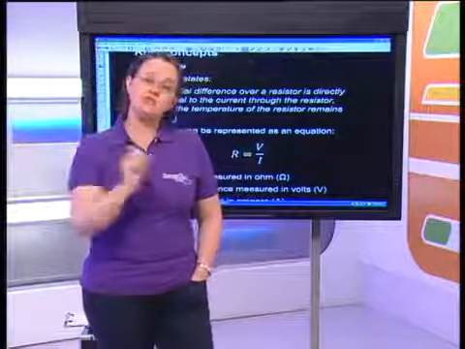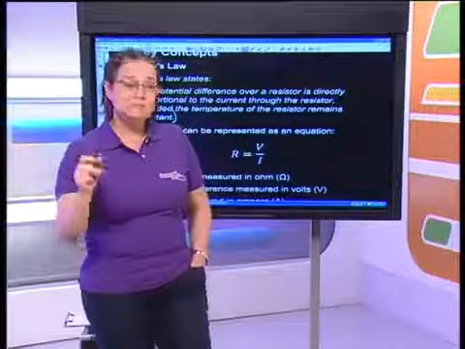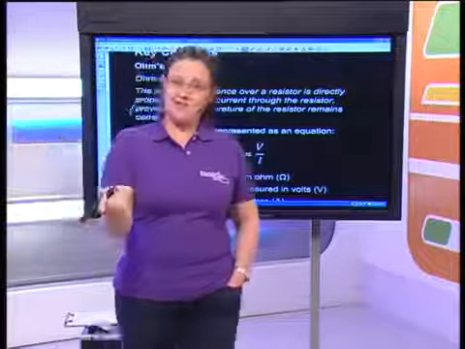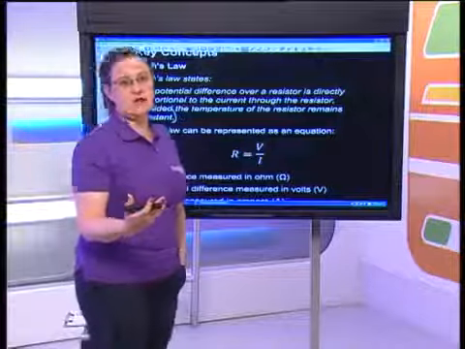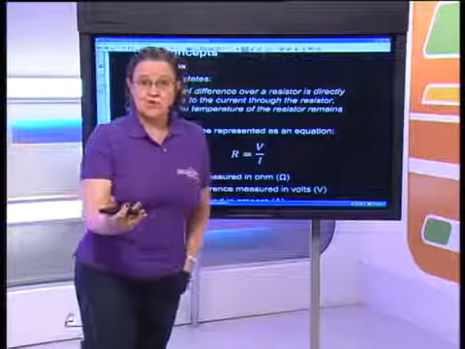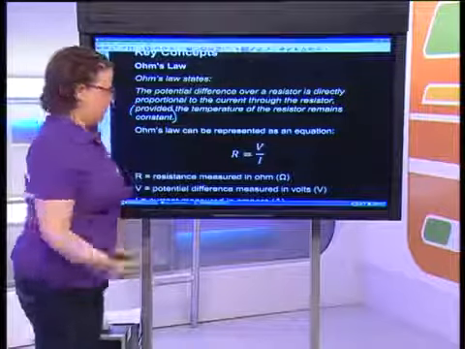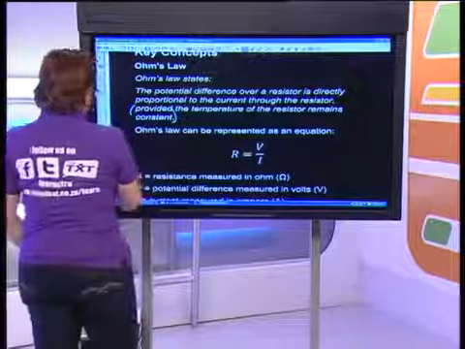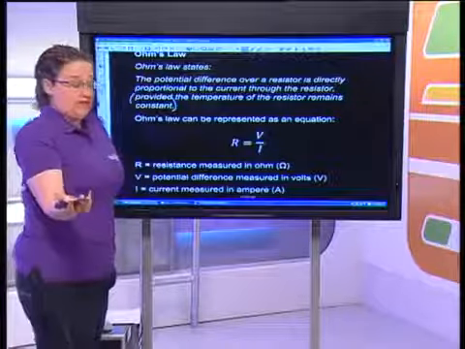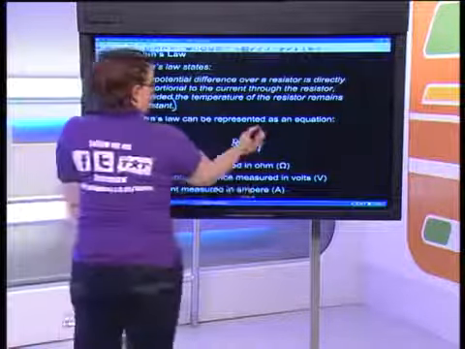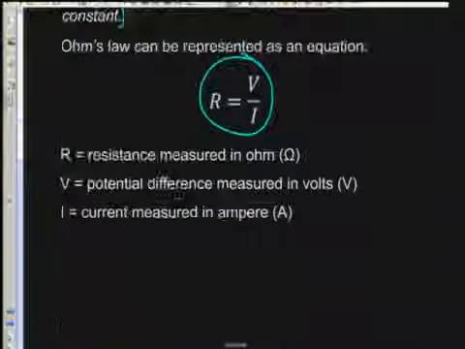Because the statement isn't just that potential difference and current are directly proportional to each other. Temperature plays a big role. You've done this before, that when we increase the temperature of a resistor, we increase the resistance. So temperature is a very important factor. As an equation, we can say that R equals V over I. It's straight from the graph because R was the gradient of my graph. This is wonderful.